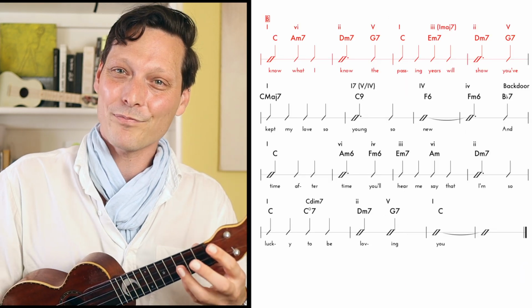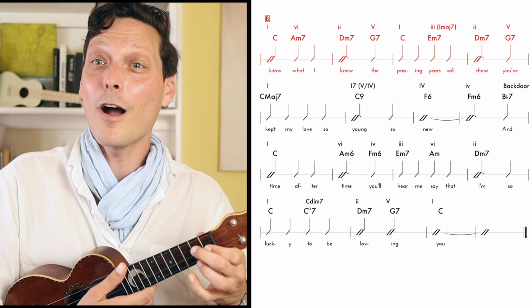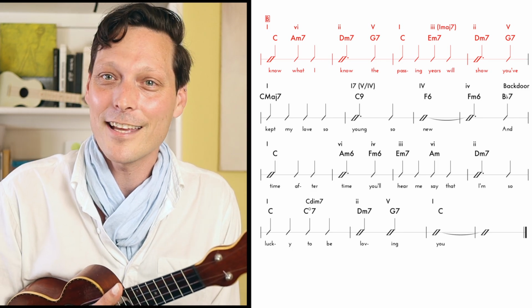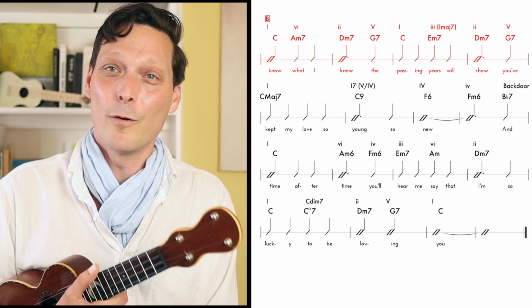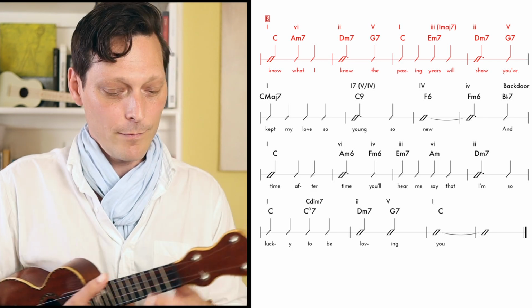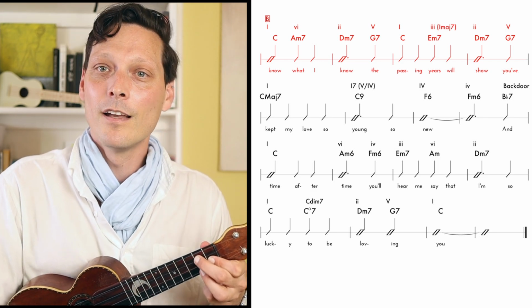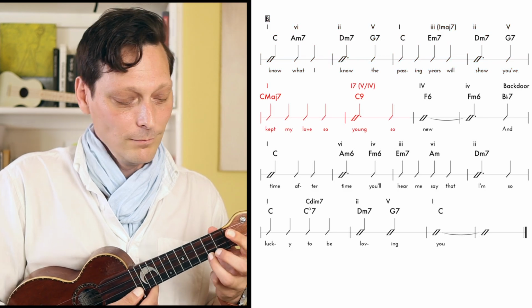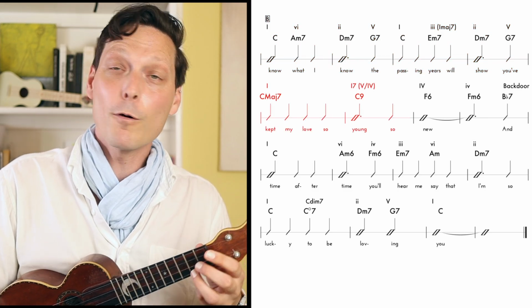We get C, A minor, D minor. Oh, it's the same exact thing. It's the same line, isn't it? We get 1, 6, 2, 5, 1 with that 3 substituting for the 1, 2, 5. And then we get over to our 1 chord, just as we did before, but now it does something different.